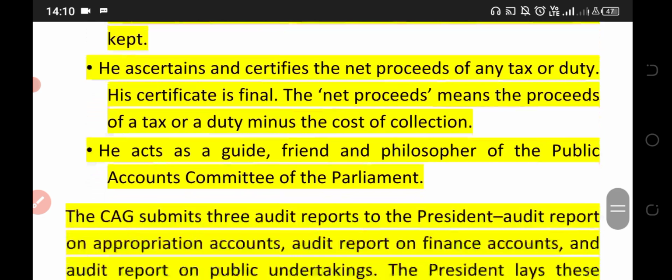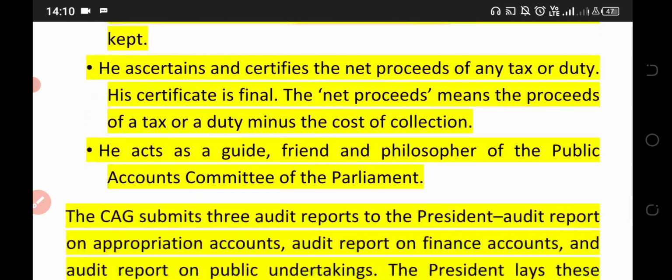He ascertains and certifies the net proceeds of any tax or duty. His certificate is final. The net proceeds means the proceeds of a tax or a duty minus the cost of collection.